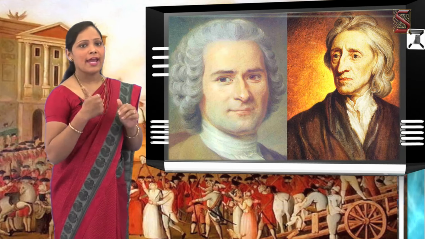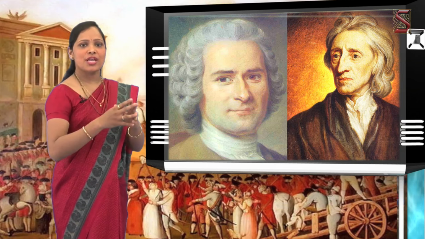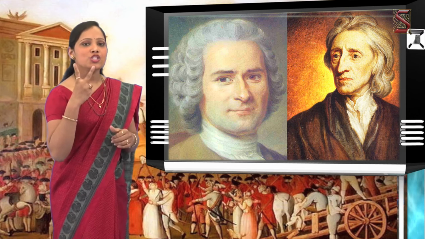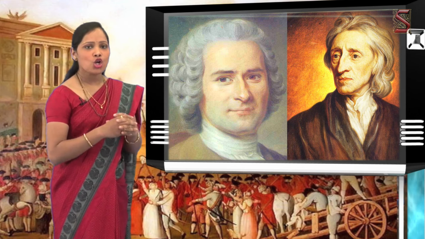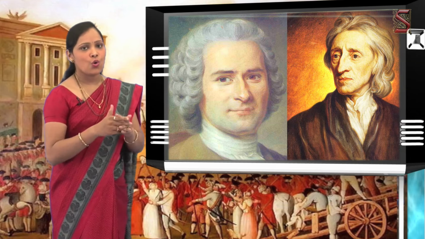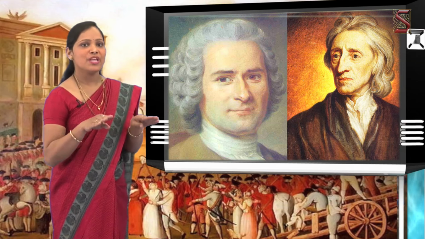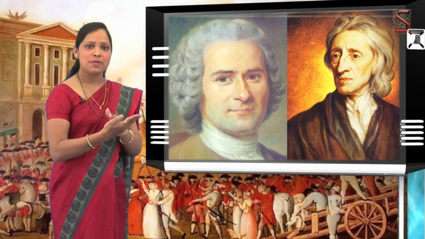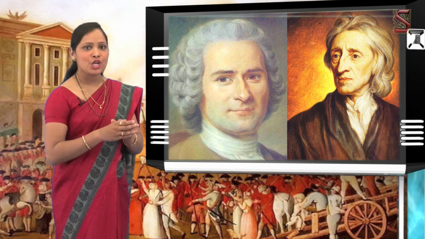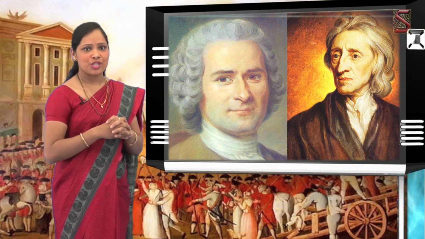Philosophers like Locke and Rousseau visualized a new society based on freedom and equality for all. In his Two Treatises of Government, Locke sought to refute the absolute right of monarchs. Rousseau also wanted to form a government based on a social contract between people and their representatives. The ideas of these philosophers were extremely popular in society.